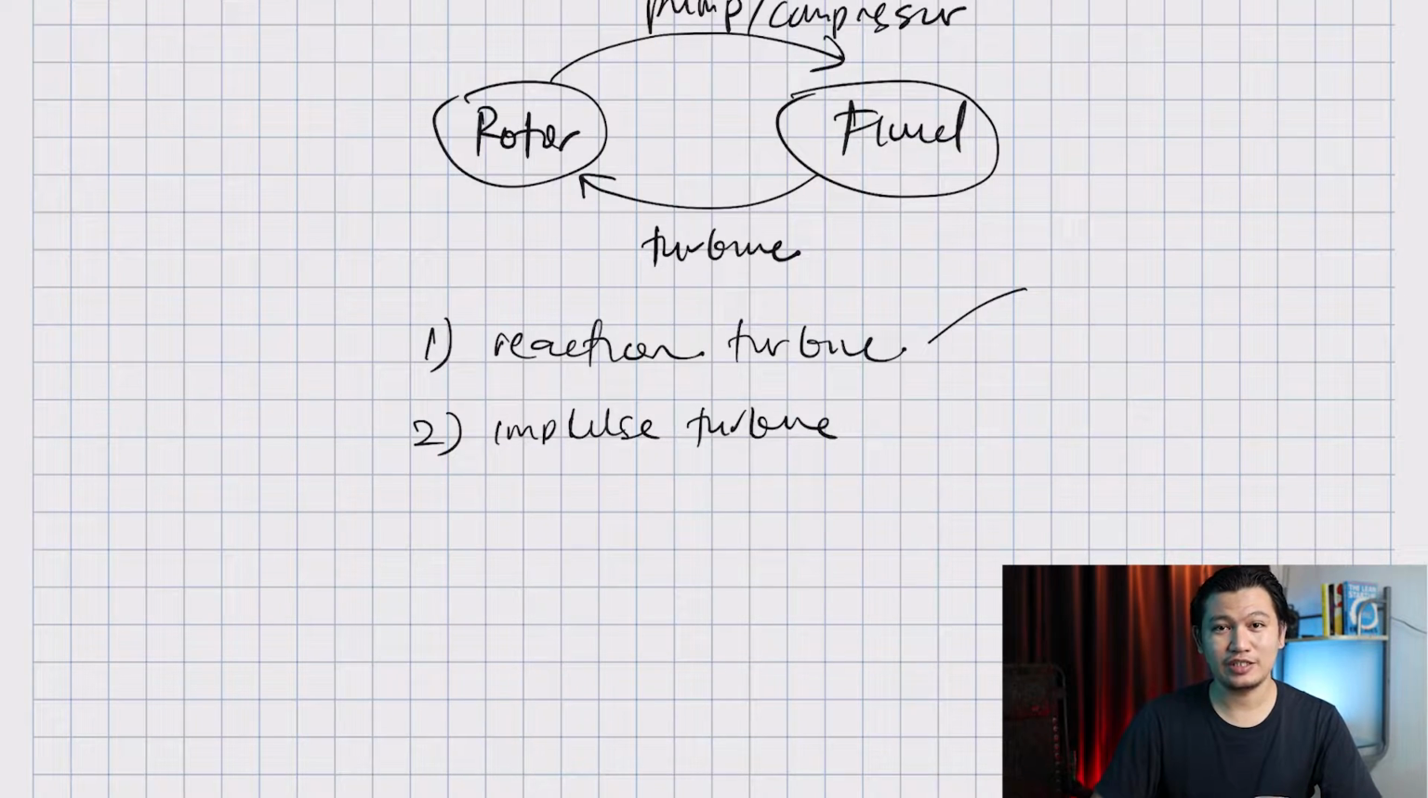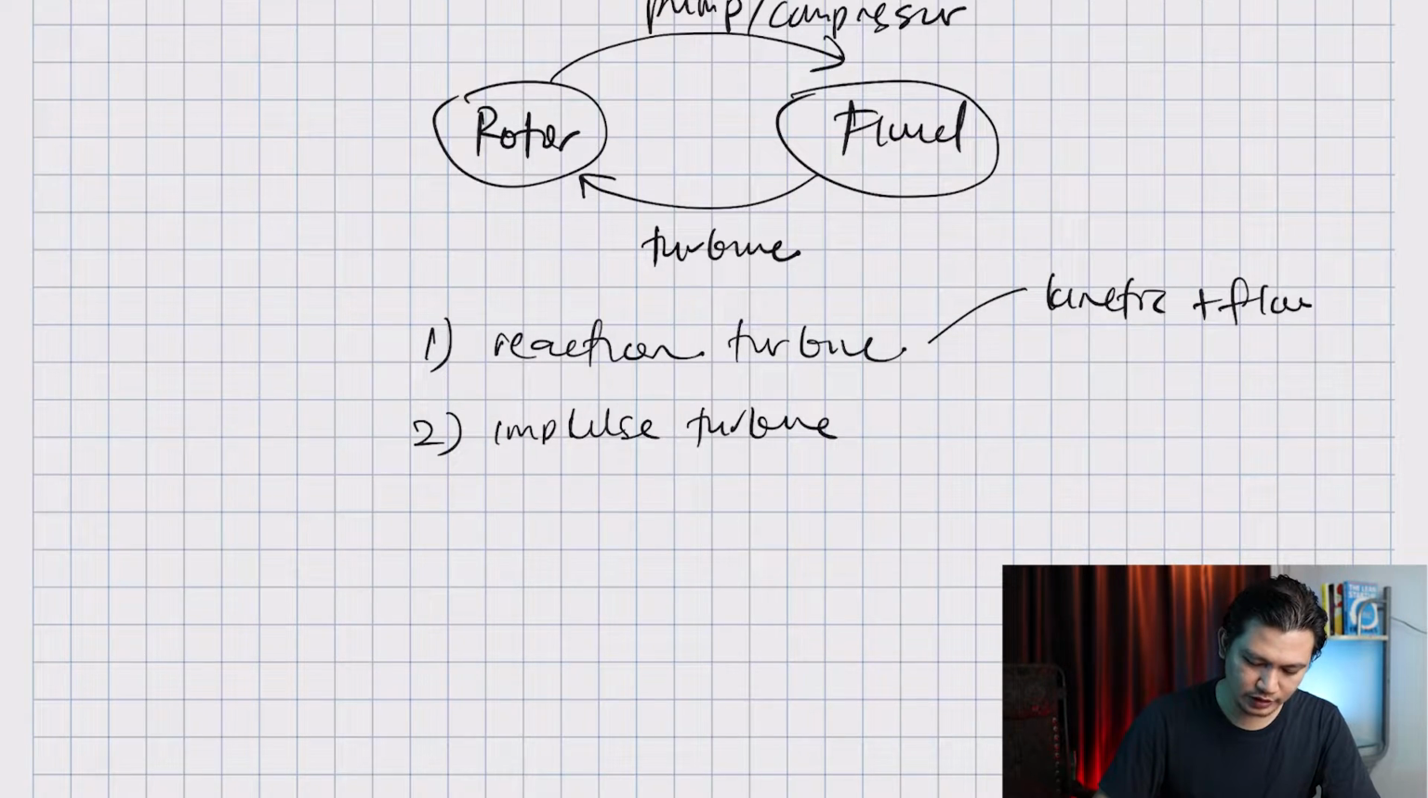So a reaction turbine is where you utilize both kinetic plus flow energy.